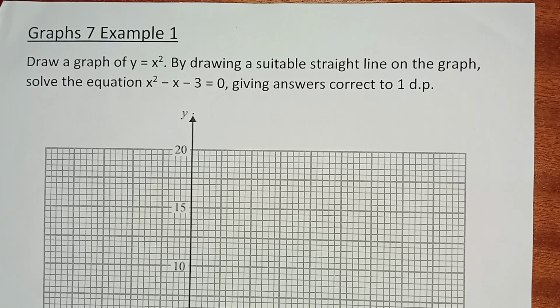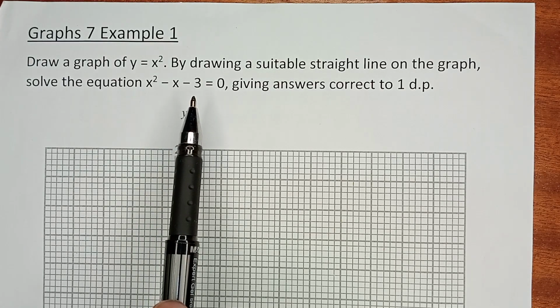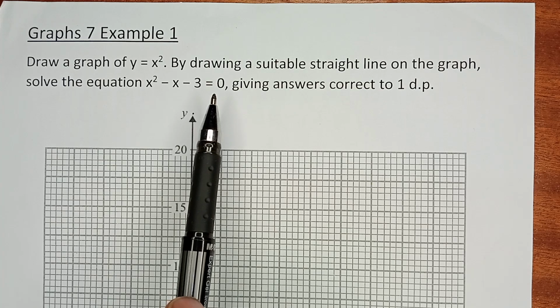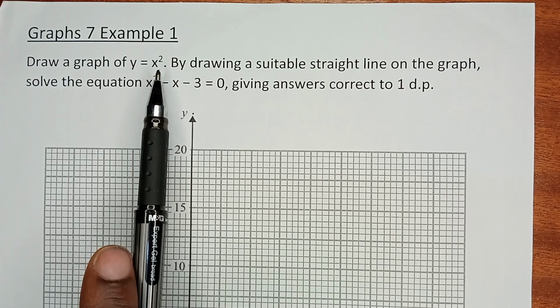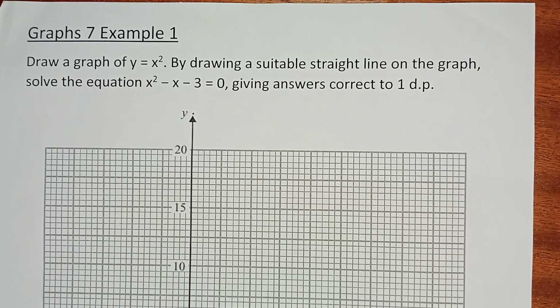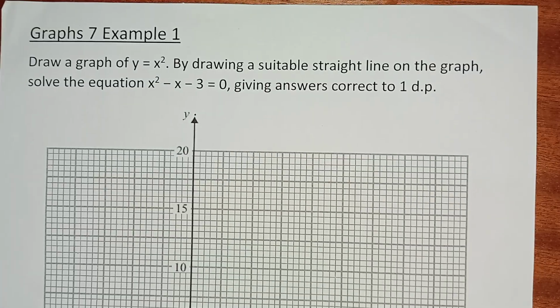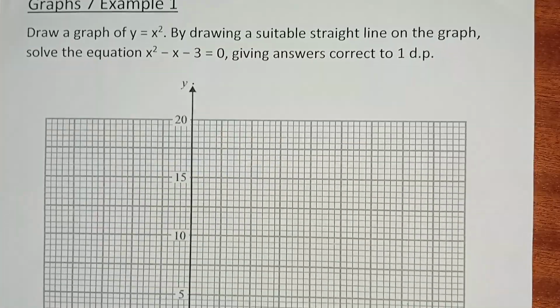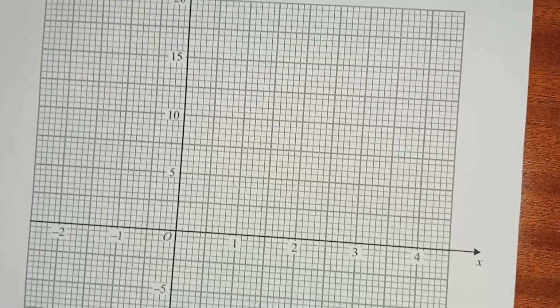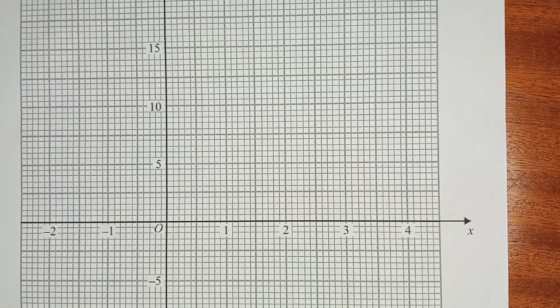In this video, we are told to draw a graph of y equals x squared, and by drawing a suitable straight line on the graph, solve the equation x squared minus x minus 3 equals 0. First of all, we need to plot the graph of y equals x squared. Because we do not have the range of x, let us go to the graph of y equals x squared and see what the x-axis has.